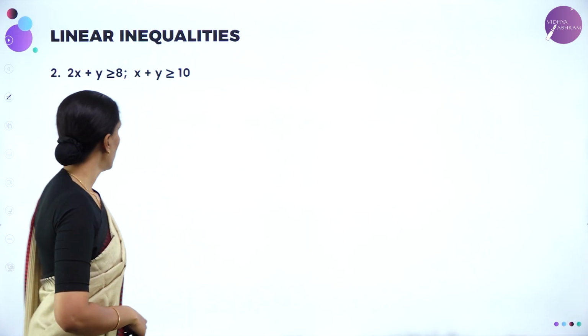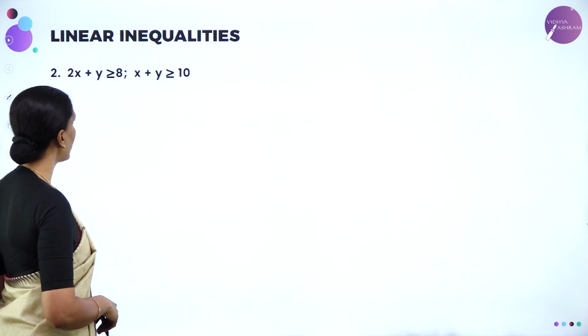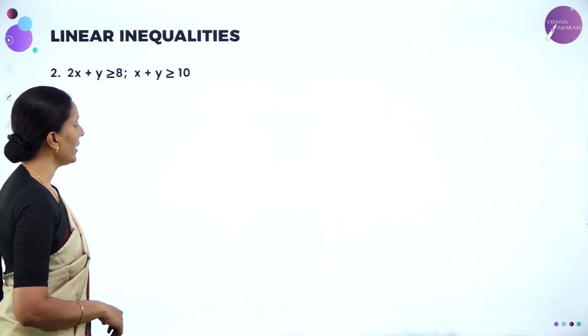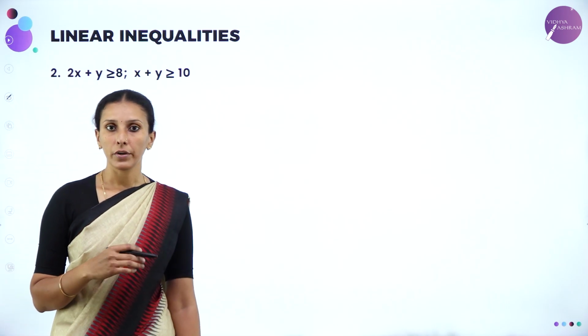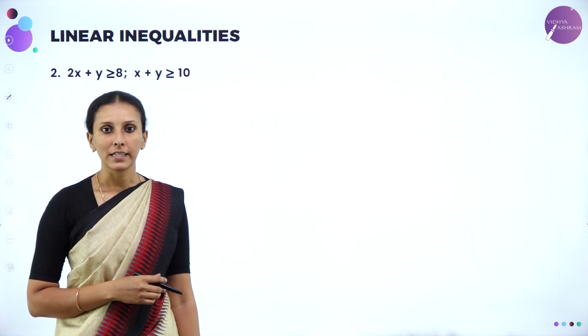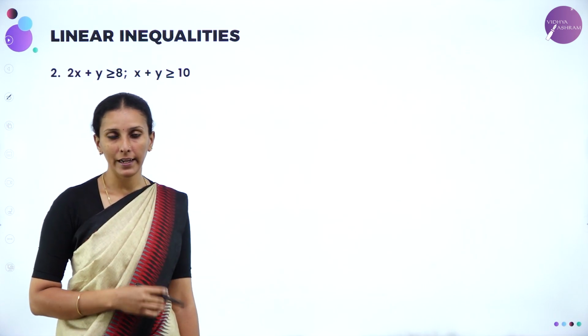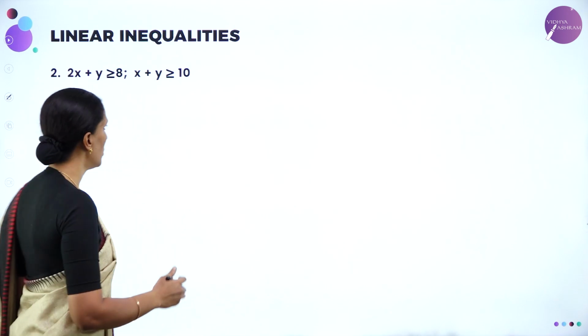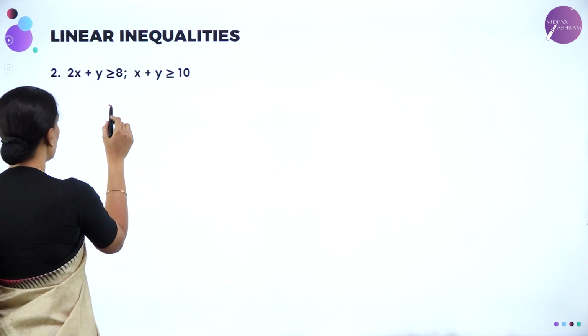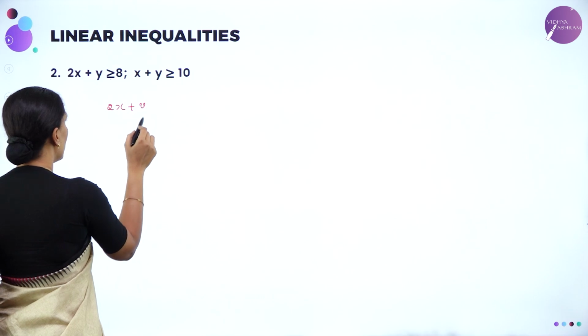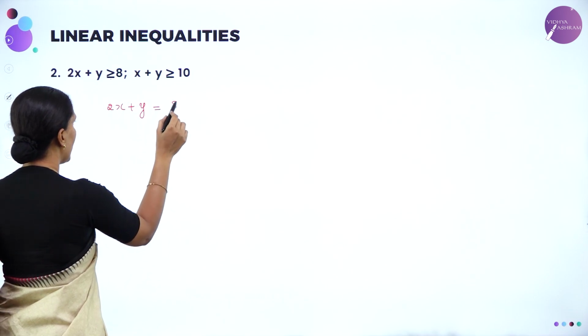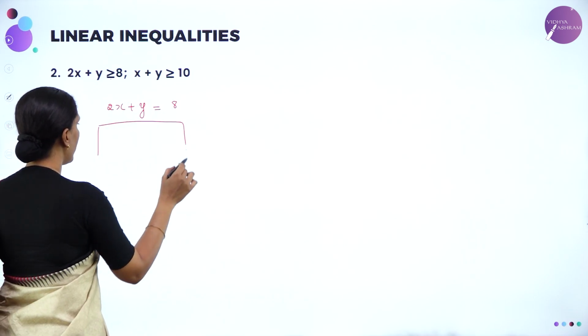Next equation. We have 2x plus y greater than or equal to 8, x plus y greater than or equal to 10. Here we have two variables in the linear equation. So let us find the coordinates, draw a line, and then find the common region. Now I'll consider this equation in the form of equality. I'll take it as 8. Now I'll find the points.